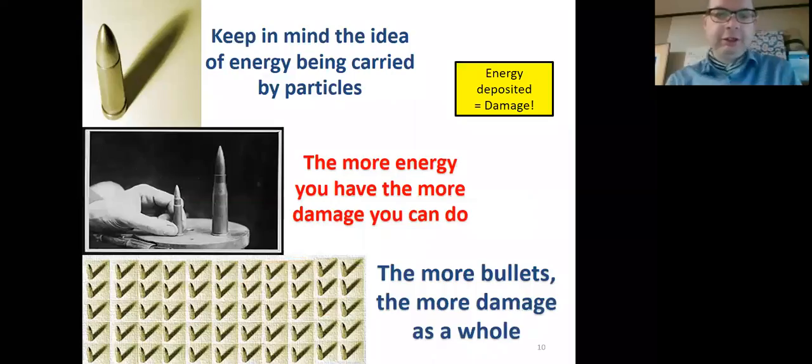Okay. So keep in mind the idea of energy being carried by particles. The more energy that you have, so here I'm representing that by having two separate bullets, a small bullet and a big bullet. A bigger bullet means really the bigger energy. The more damage you can generally do. And the more bullets you have, the more damage as a whole. So really that means that if you have a large quantity of the isotope, then you'll get more bullets coming off. If the half-life is shorter, then also you get more bullets coming off, so then it's more dangerous. This is what you have to keep in mind, of these particles being like bullets.